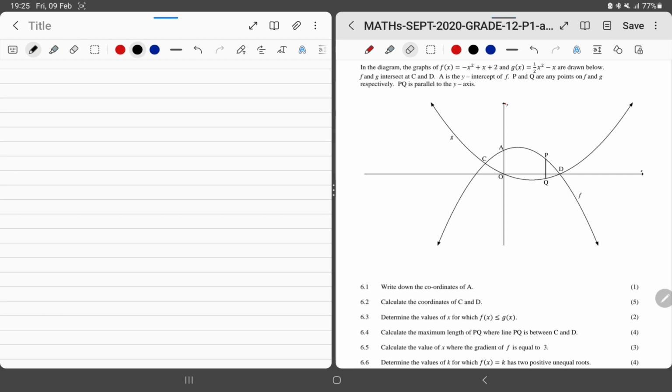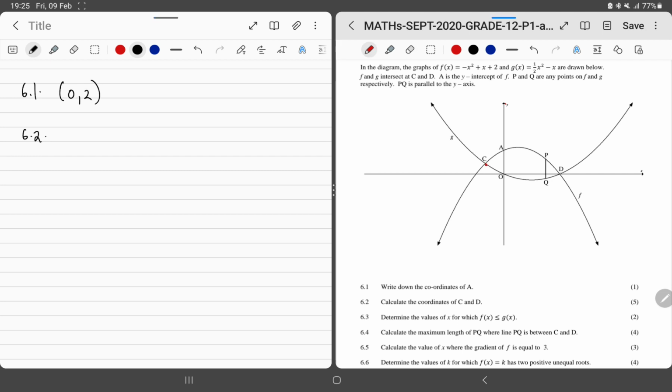6.1. Write down the coordinates of A. Well, A is the y-intercept of f, so the coordinates are going to be (0; 2). 6.2. Calculate the coordinates of C and D.